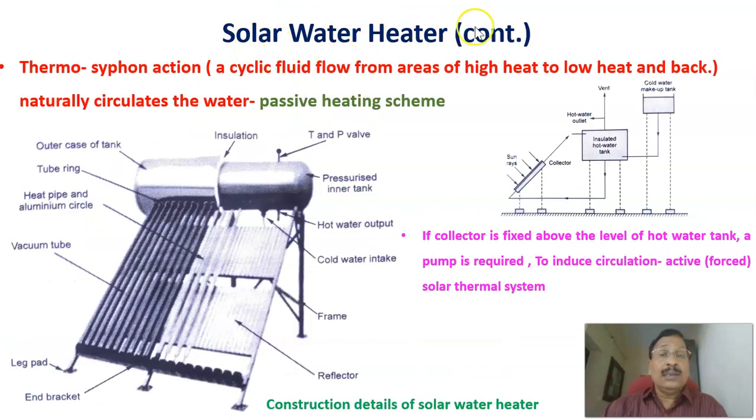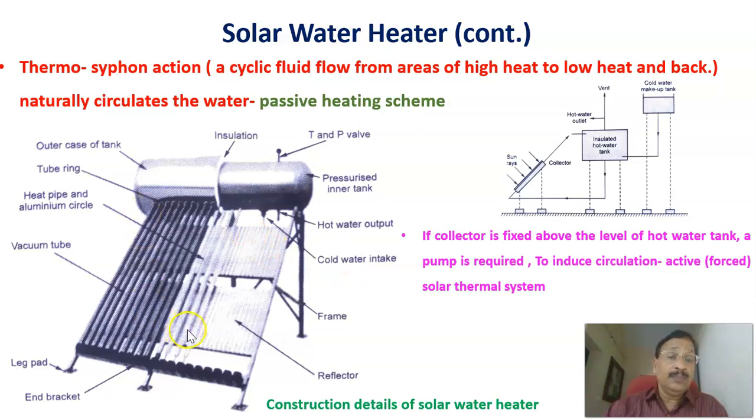Now continuing with the solar water heater, this is the schematic diagram which I already explained, and the process that is happening is called thermosiphon action. That is a cyclic fluid flow from the area of higher heat to a lower heat and back. This is a passive type of heating scheme. The water circulates naturally, and there is no external mechanical system for pumping. Therefore, this natural process is called thermosiphon action, and that is why this scheme is called a passive heating scheme.